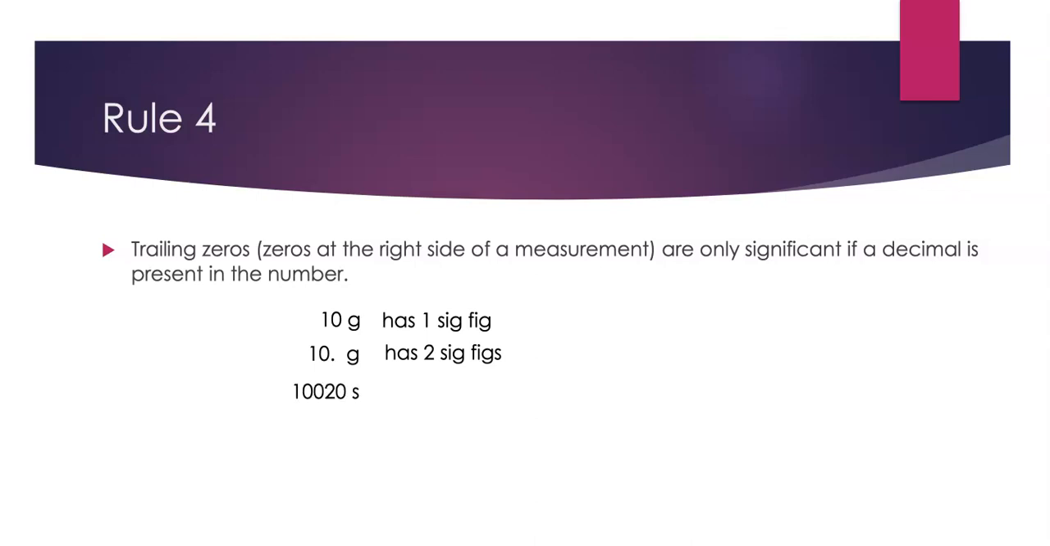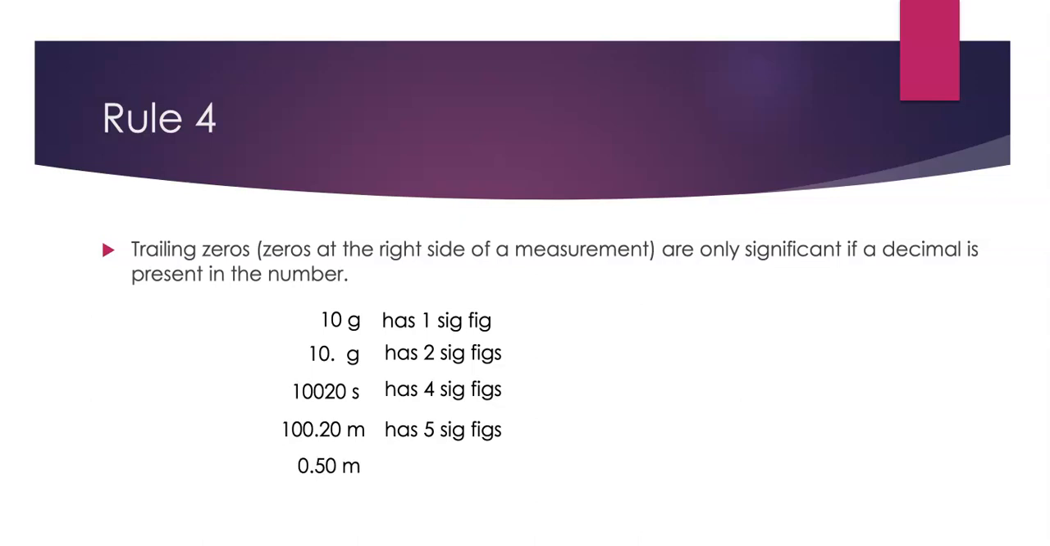All right. If I have 10,020 seconds as written, the captive zeros between the 1 and the 2 are significant, but the trailing zero at the end is not. And so I have 4 sig figs in that measurement. But if it's written 100.20 meters, right, that decimal now means all the zeros are significant. The captive zeros and now my trailing zero are significant, and I've got 5 sig figs.